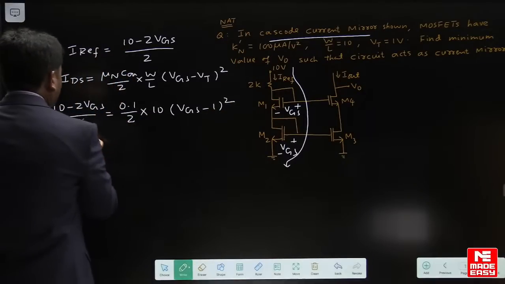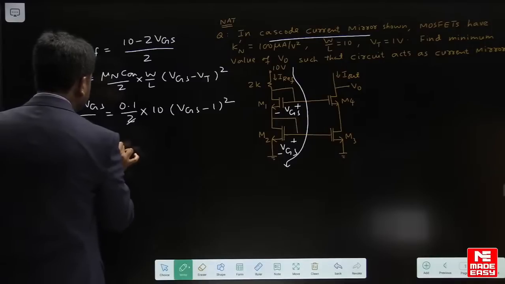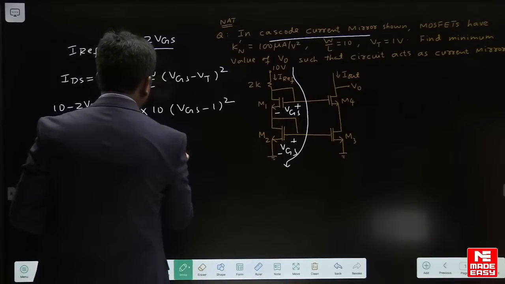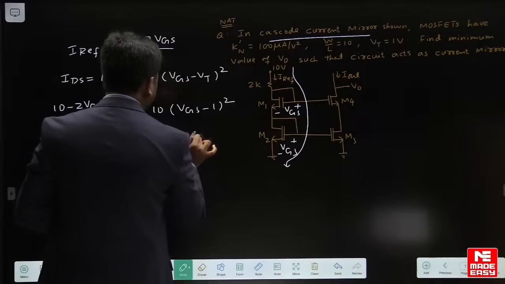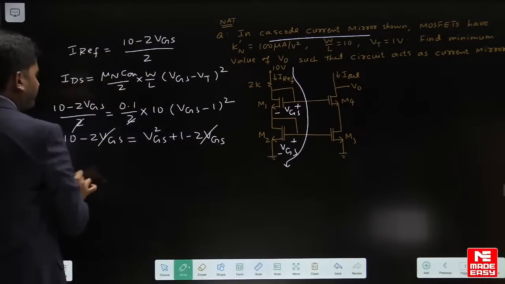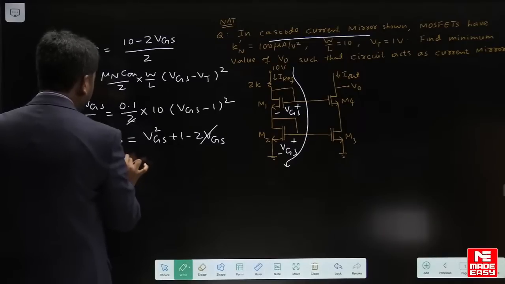That 2 will cancel out. अब आप इसको थोड़ा सा सिंप्लीफाई करिए, 10 minus 2 VGS is equal to (A minus B) whole square. It will become VGS square plus 1 minus 2 VGS. This also cancels and you will be getting VGS equal to 3 volt.